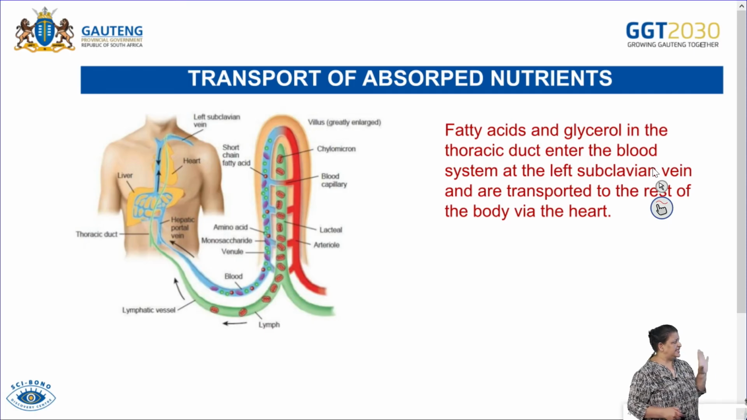So all this slide is telling you is that fatty acids and glycerol go from the lacteal into the lymph vessel. The lymph vessel enters into the thoracic duct. The thoracic duct will go into the subclavian vein. Vein is part of the blood system. The subclavian vein goes to the inferior vena cava and pumps the fat to all parts of the body.